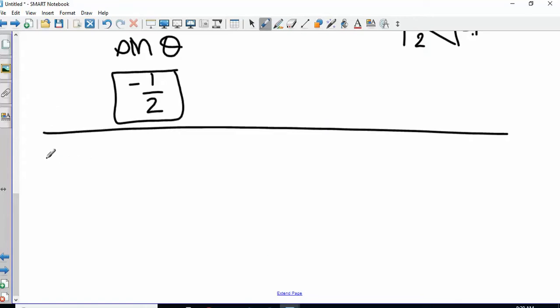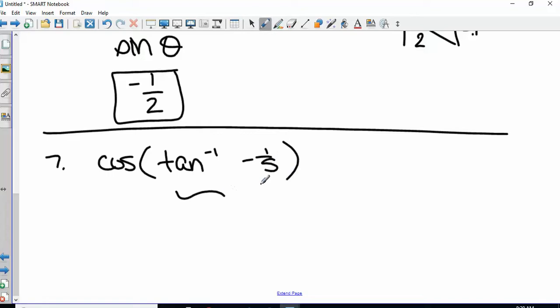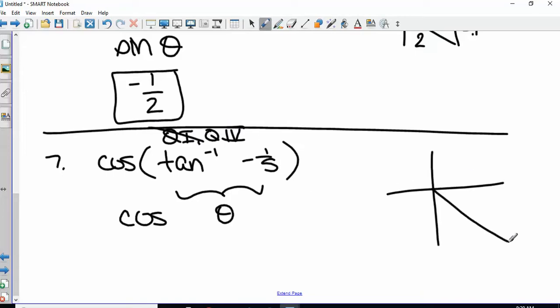Okay. One more like these, problem number 7. So we have cosine of tangent inverse -1/5. All right, remember the answer to an inverse is an angle. I am asking you to find cosine of that angle. Tangent inverse could be quadrants, what? 1 and 4. Since it's negative, we're in quadrant 4.